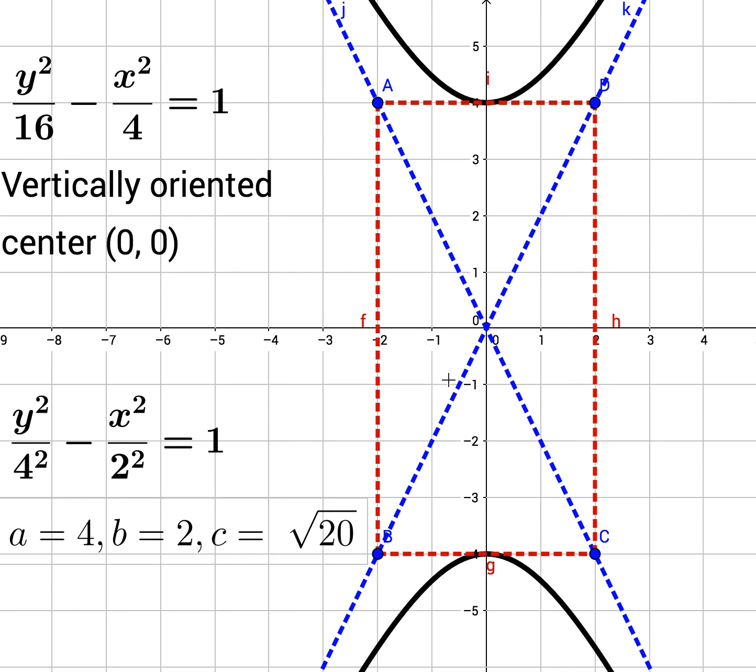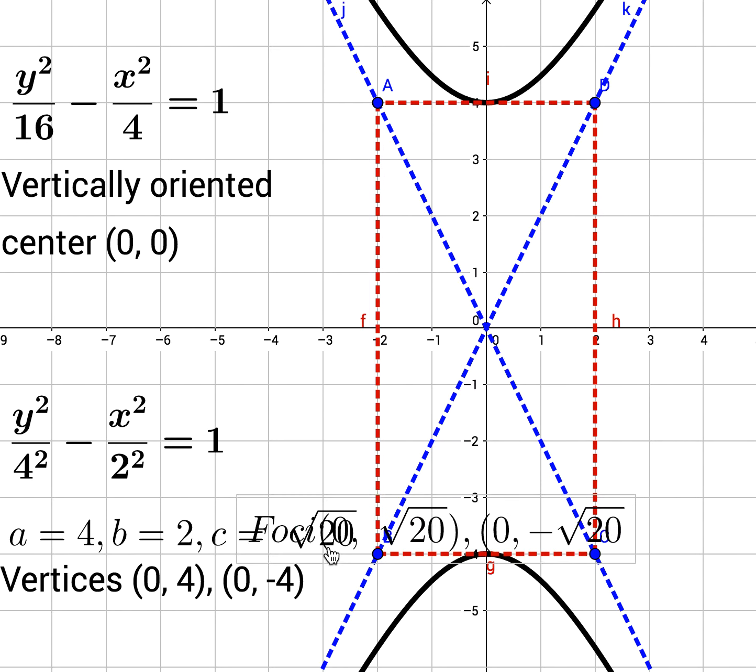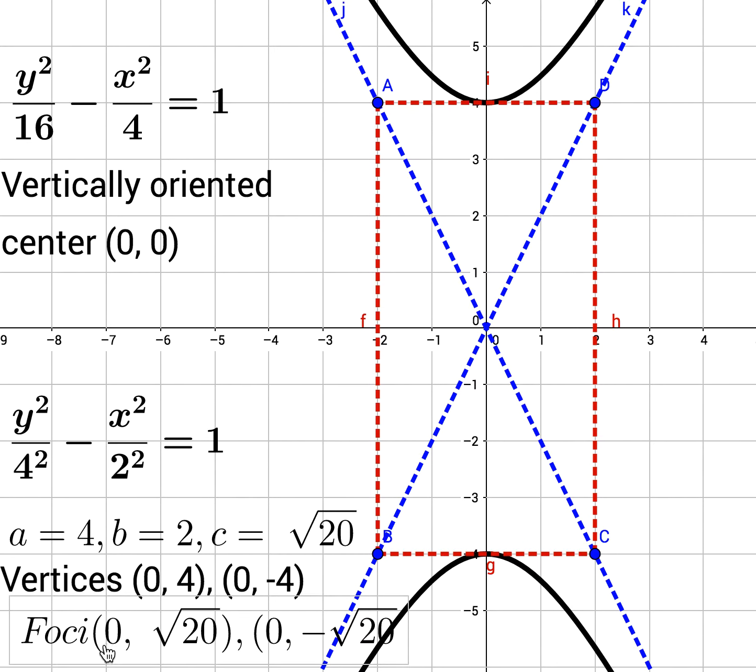Now we can find the vertices. So the vertices are going to be located at 0, a units away, and 0, subtract a units away. So our vertices are going to be located at 0, 4 and 0, negative 4. How about the foci? Since this is vertically oriented, they're going to be located at 0, square root of 20 and 0, negative square root of 20.